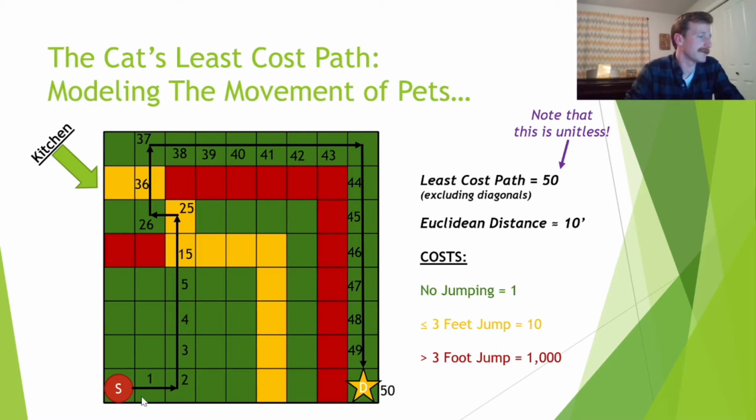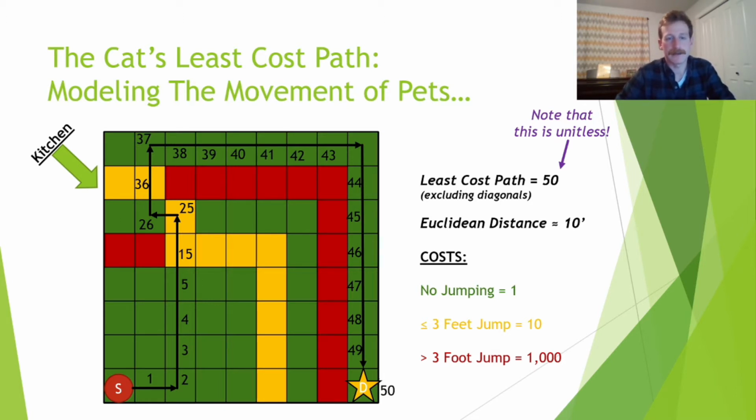Basically, they walk over until they've got a straight shot at the countertop right next to the fridge, and then it's the fridge that lets them get onto the cabinet. These values here are the accumulated cost as they walk this path. Coincidentally, it turned out to be 50. I didn't plan that. Note that the 50 is unitless. I made up those numbers 1, 10, and 1,000. There are no units to that.